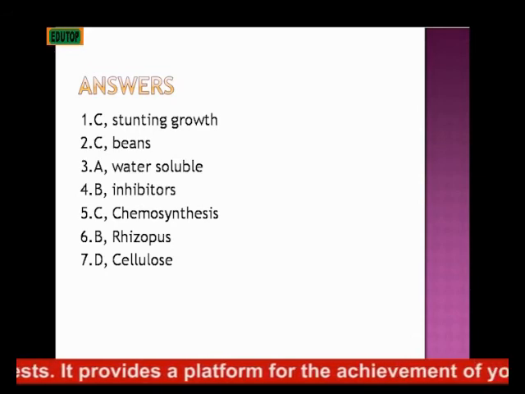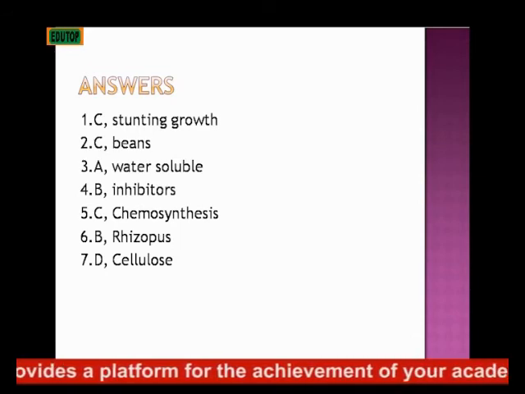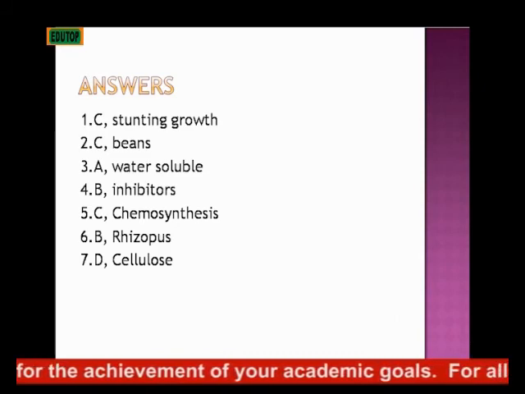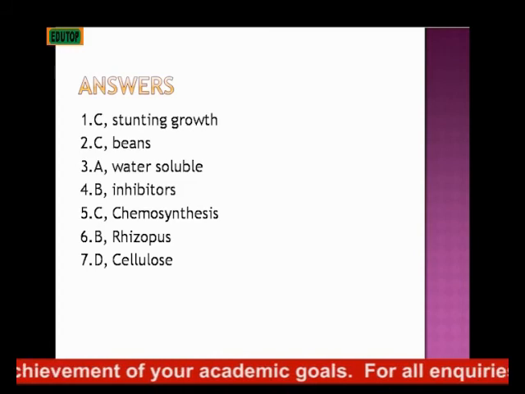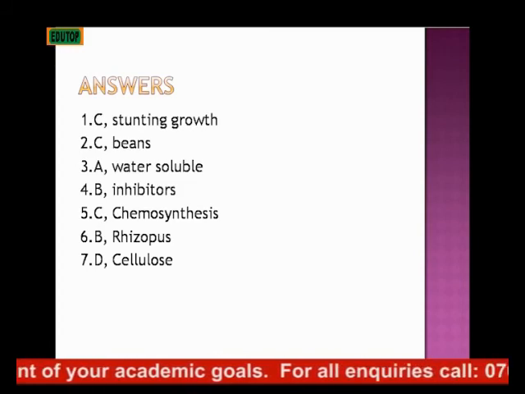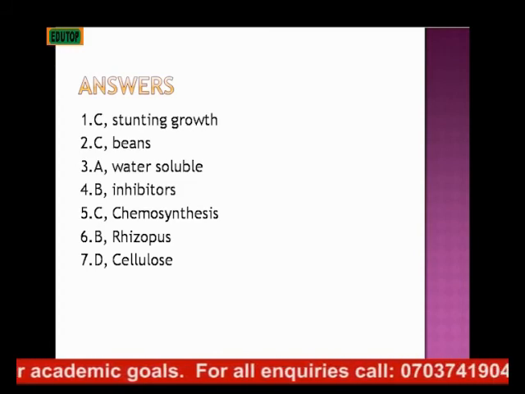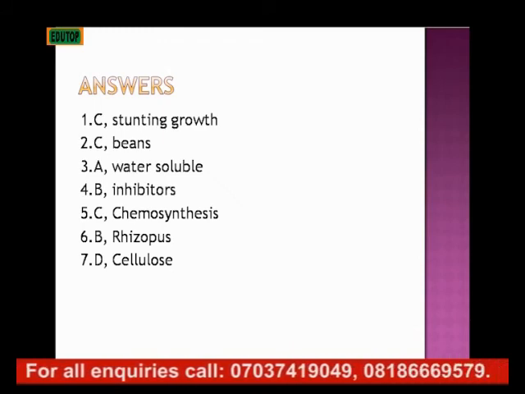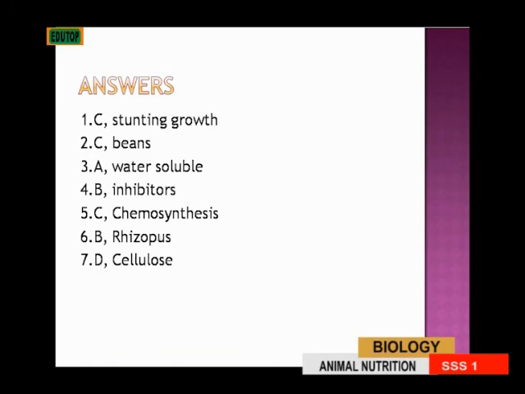Then for number 6, the answer is B. Rhizopus is not considered a parasitic plant. Cassytha is one of the parasitic plants. The other plant is also parasitic. Then mistletoe is also parasitic. So Rhizopus is the only one that is not a parasitic plant in that group.